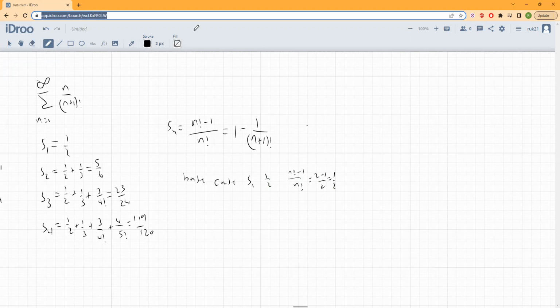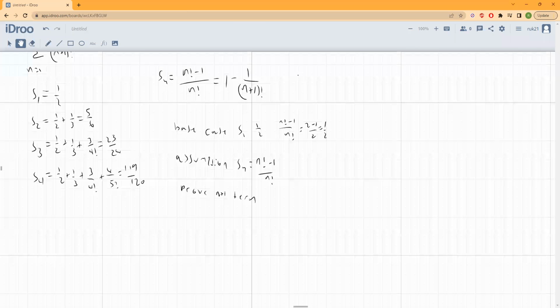So then what we need to do is make an assumption, or assume the truth. So our assumption is that Sn does in fact have this pattern of n factorial minus 1 over n factorial. And now we need to prove that it's true for the next term, for the nth plus 1 term.